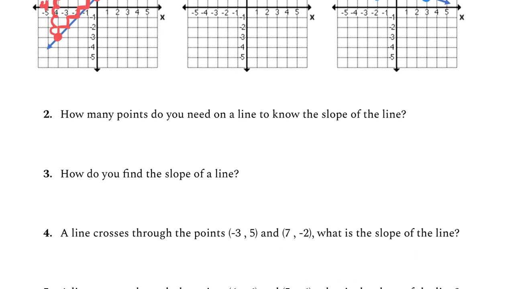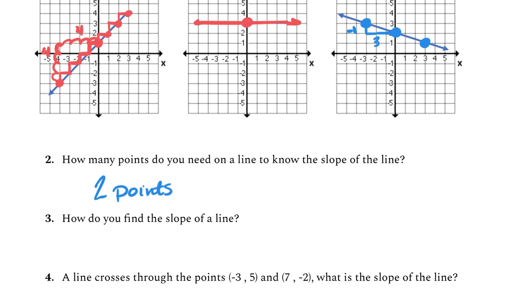All right. Okay, how many points do you need on a line to know the slope of the line? Think about that for a second. You only need 2 points on the line. Let's go over here.